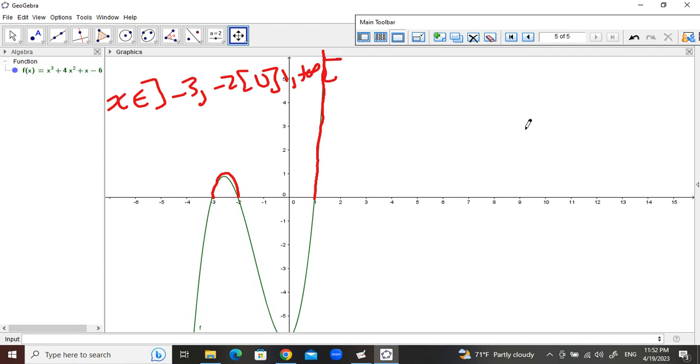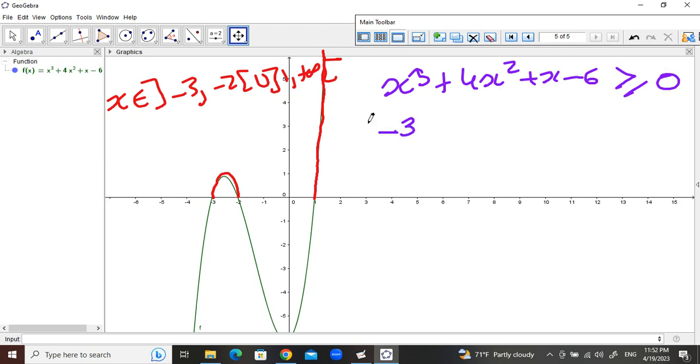Now, if it was, for example, x cubed plus 4x squared plus x minus 6 bigger than or equal to 0, we need to close on the roots, because I need the points that give me 0. So I should write the answer: minus 3 included, minus 2 included, union 1 and plus infinity. You know that we cannot close on plus infinity.